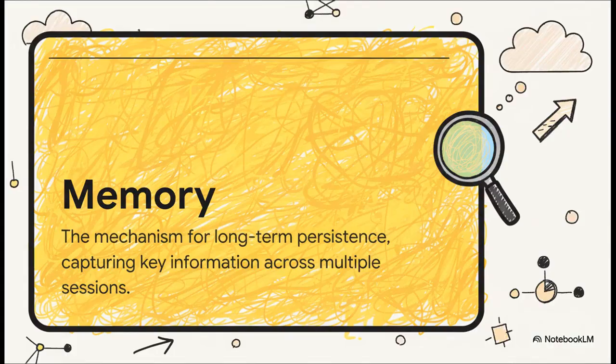And this is where the real magic happens. The second component is memory. This is the system that's built for the long haul. It carefully captures the most important bits of information from all those temporary sessions and stores them away, letting the AI build up this continuous, personalized understanding of you over time.